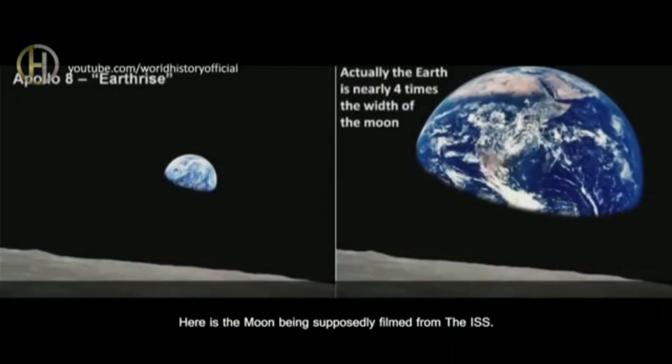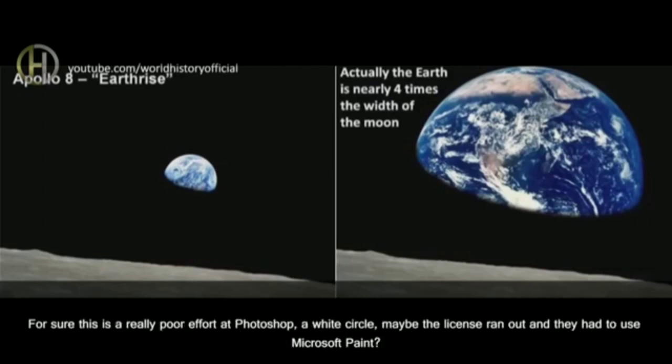Here is the moon being supposedly filmed from the ISS. For sure this is a really poor effort at Photoshop, a white circle. Maybe the license ran out and they had to use Microsoft Paint?